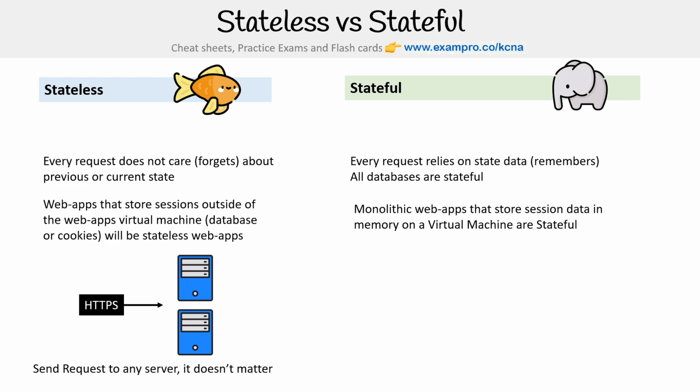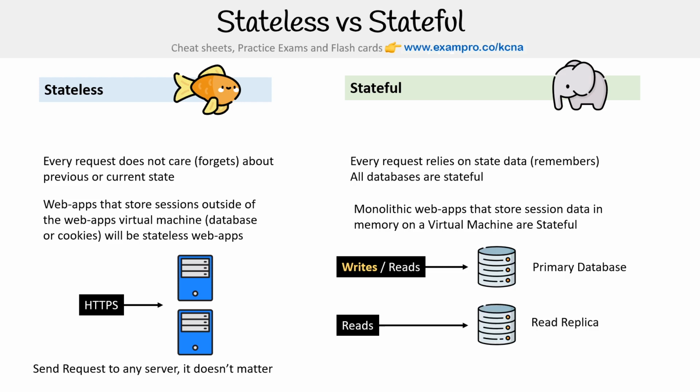So when we're talking about stateful, imagine you have a database. So you have a primary database, and then you have a second version of your database, but it's only for read replicas. The state here has to remember who can do writes and reads and who can do reads, right? Because in the primary database, you can always do writes, but the read replica can only do reads. And so it has to remember that state data. So hopefully that makes sense.